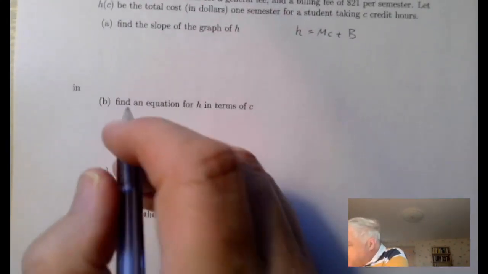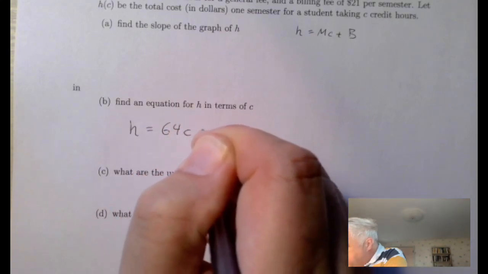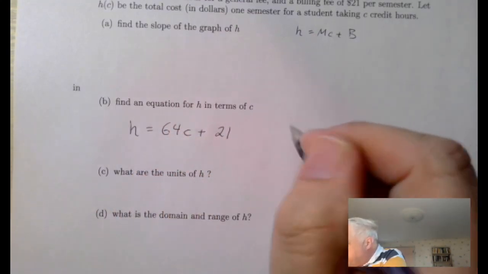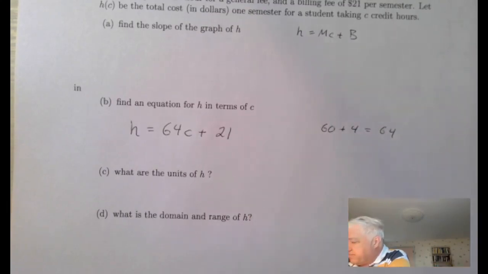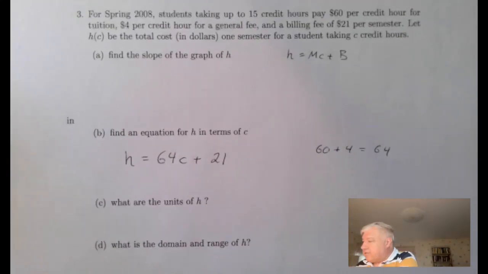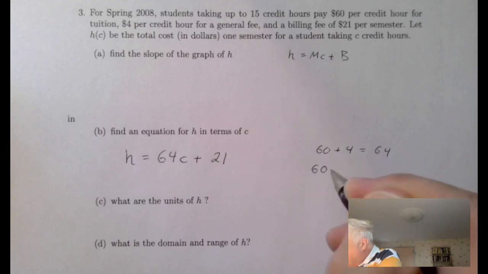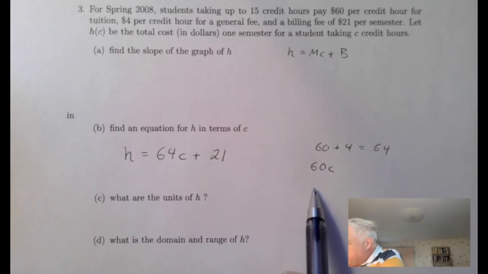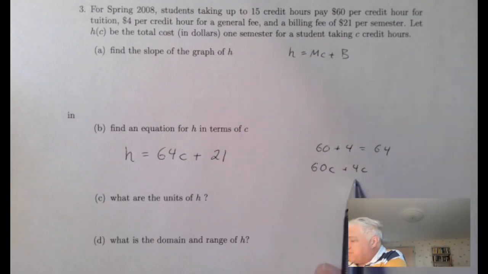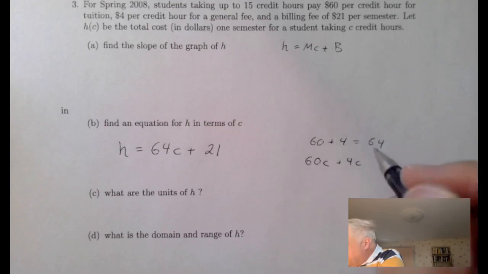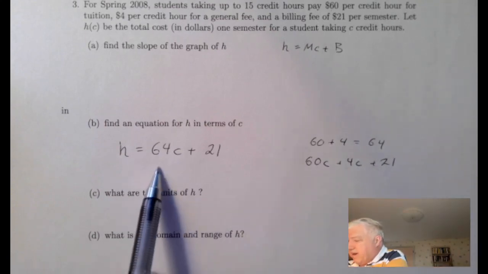So it's seen that H now is going to be 64C plus 21. All right, because the 64, that's 60 plus 4. That's 64, right? And so another way we could see it, it was 60C, that was the cost from the tuition, and then 4C was the cost for the general fee, and then 21 was the flat fee. So we simplify, we get this.